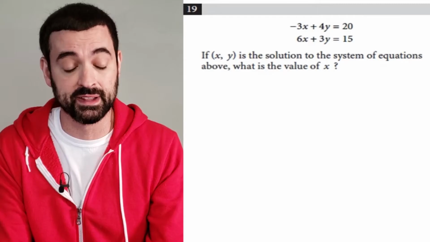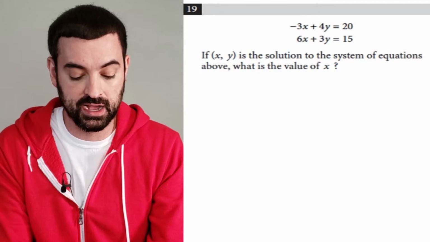Another one. Let's just keep doing these until they feel like second nature. This is test 4, section 3, number 19. This one's showing up pretty late. There are a couple different ways to do this. This one lends itself very nicely to elimination.